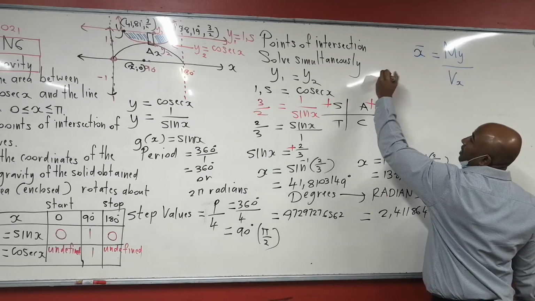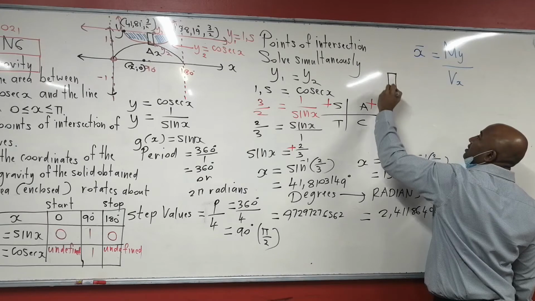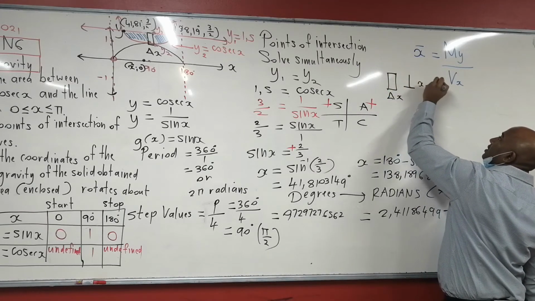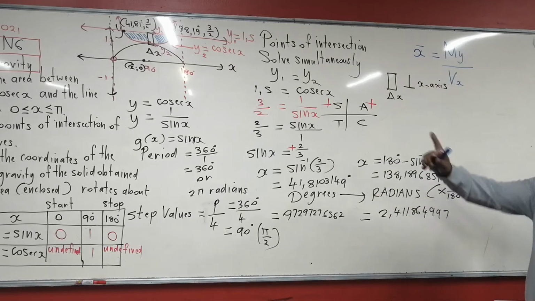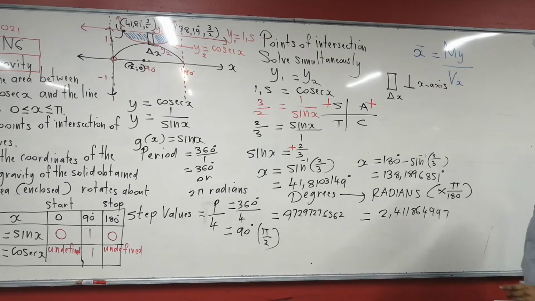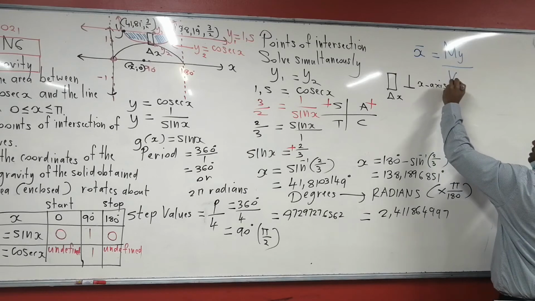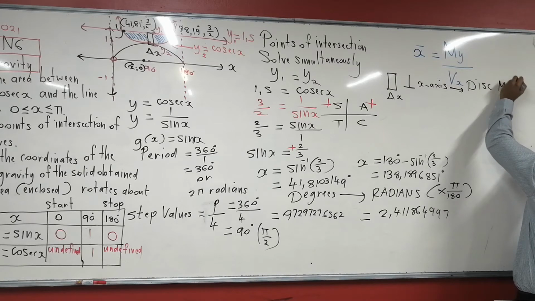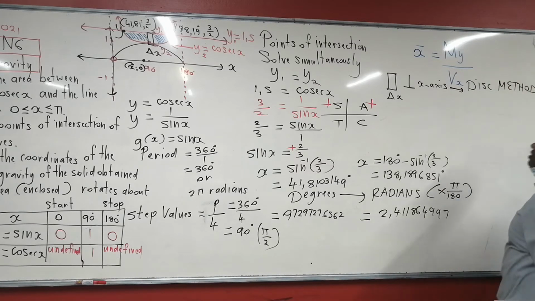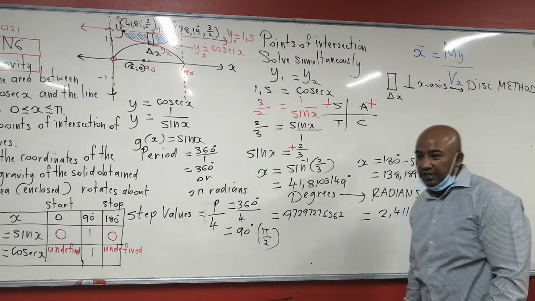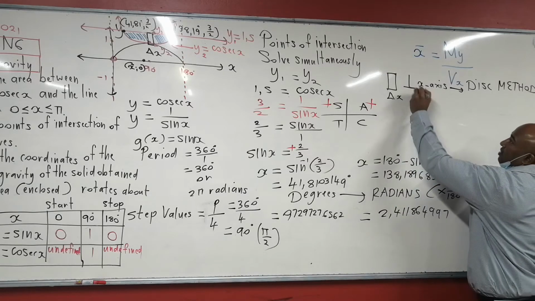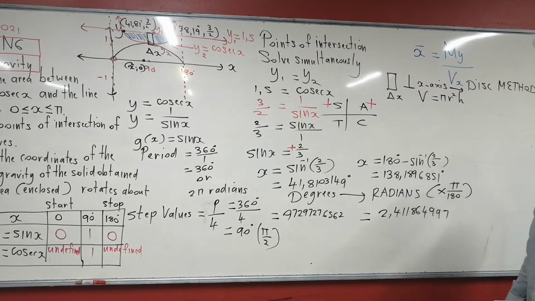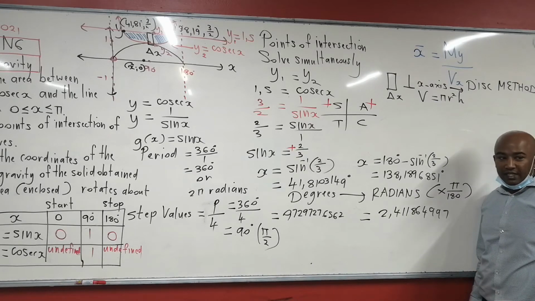First of all, our representative rectangle, delta x, is perpendicular to the x-axis, and that's what we chose in the beginning. If it's perpendicular to the x-axis, therefore we are using the disk method to calculate volume. Right. So we know the disk method, volume is equal to pi r squared h, area of base times height.